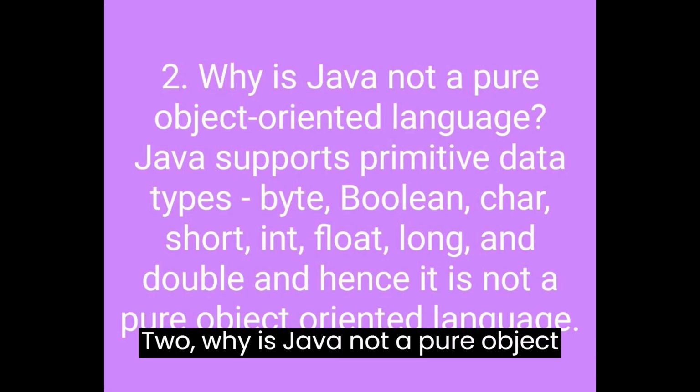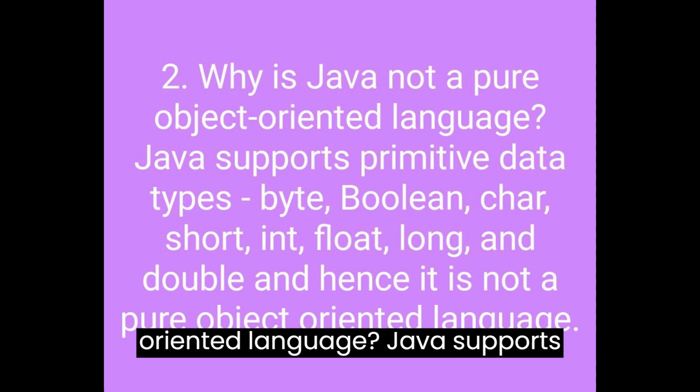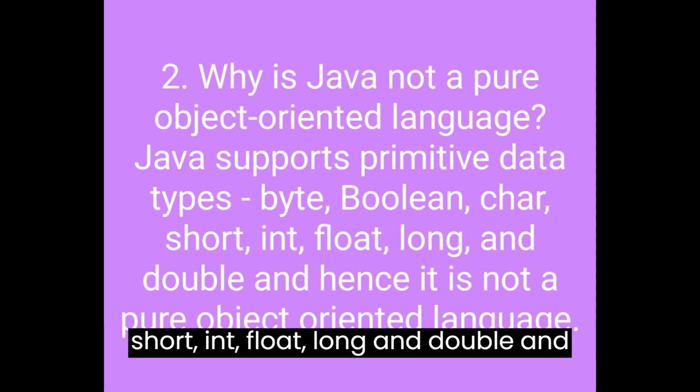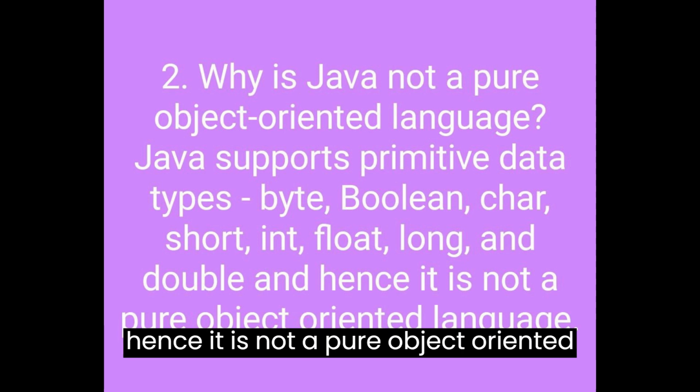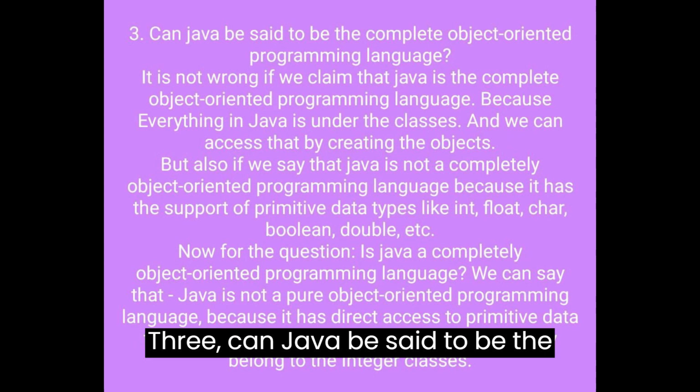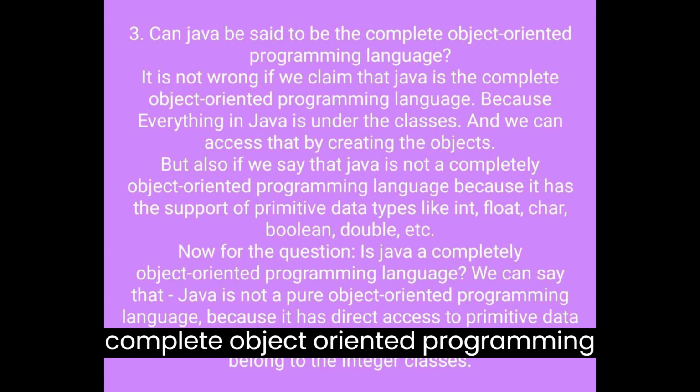The only condition to run that bytecode is for the machine to have a runtime environment, JRE, installed in it. 2. Why is Java not a pure object-oriented language? Java supports primitive data types, byte, boolean, char, short, int, float, long, and double, and hence it is not a pure object-oriented language.